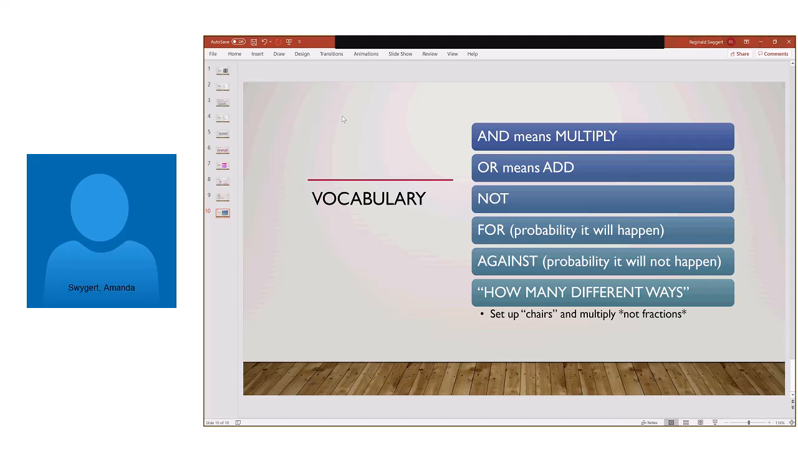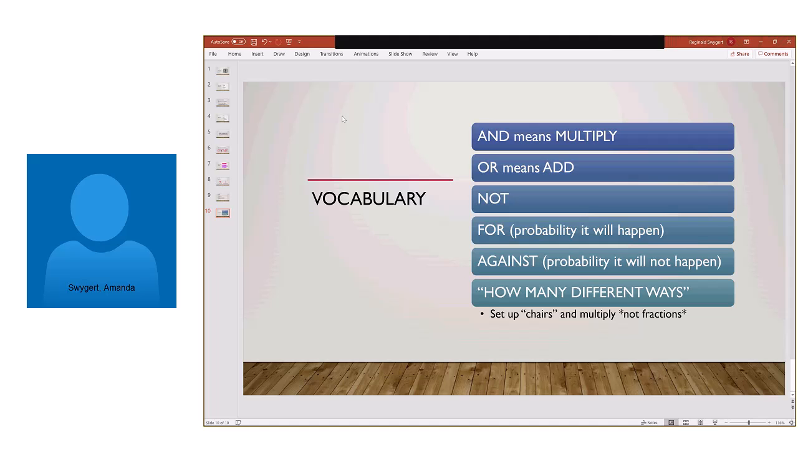This last one is a little bit different. This is going to be "how many different ways," and I want you to watch for those words. Anytime you see those words, you should not have a fraction answer. You should not have a percentage or a decimal answer. This is truly going to be a number, just a whole number of how many different ways something can happen. We're going to go through some examples of those too. My little trick is to set up what I call chairs, and you just multiply them, okay? Not a fractional answer.